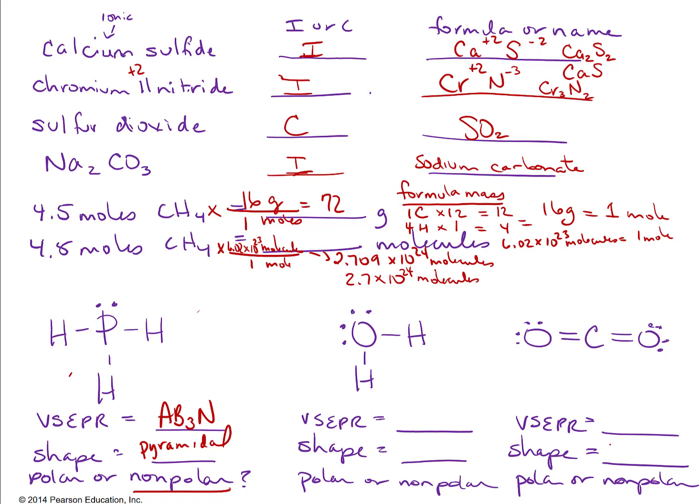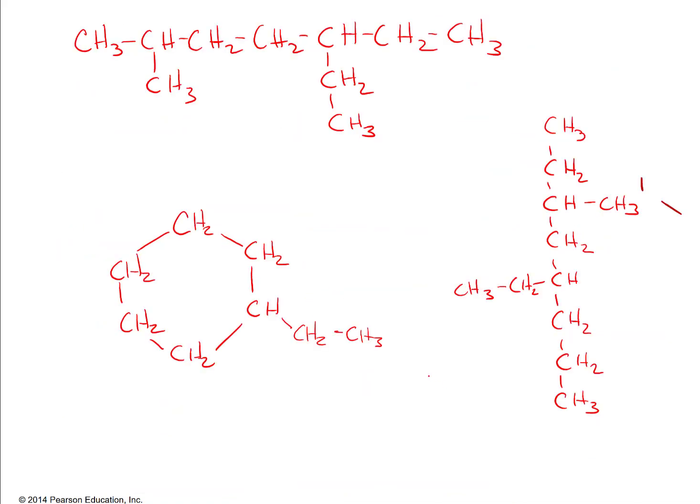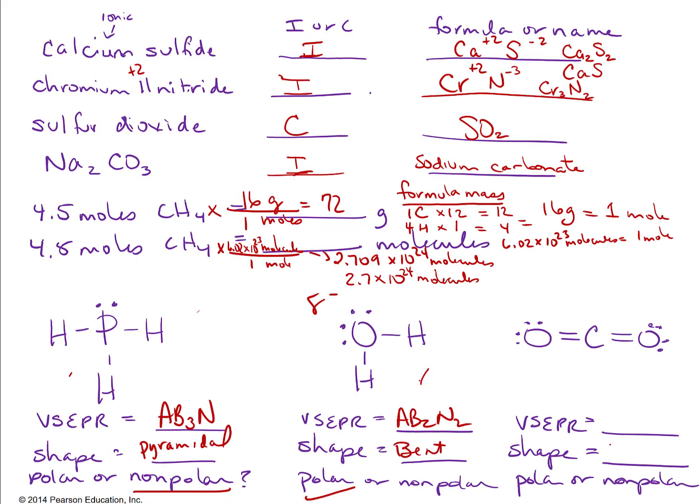H2O, the VSEPR for the oxygen would be AB2N2, and they call that shape bent. Water is always bent, and it's very polar. And so that side over here becomes negative. This side over here becomes positive, creating that imbalance. Water is an extremely polar molecule.